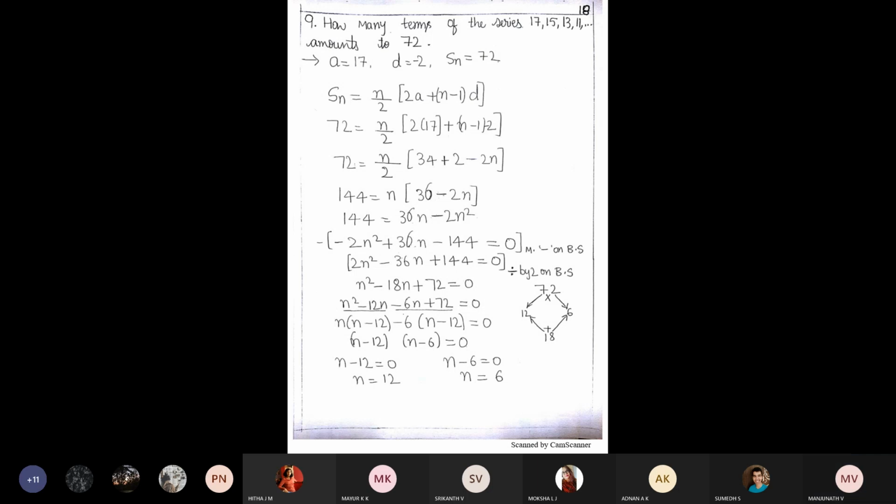Hello. Have you understood the complete solution? Can you explain from that 144 equals 36n minus 2n square? After that step, can you repeat it once again, sir?